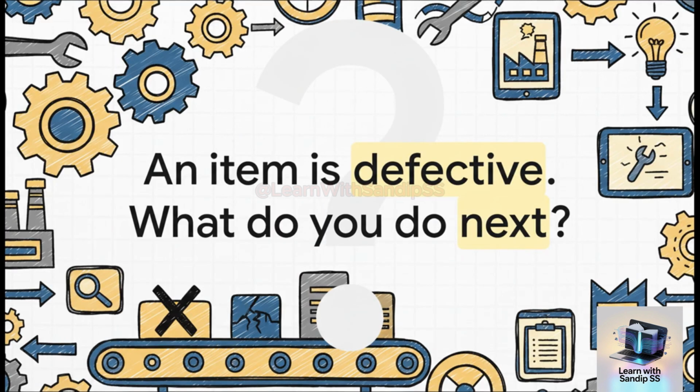Okay, picture this. You're an operator on the production line. Everything's moving along just fine, and then you spot it. An item that's just not right. It's defective. You know you can't just let it go down the line. It's a critical moment. So what's the right move? Well, that is the exact question we're going to answer today.